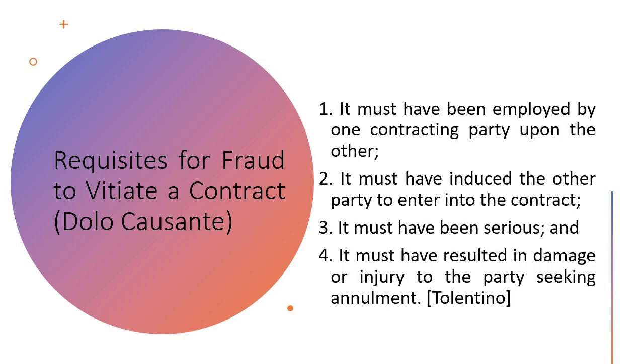Requisites for fraud to vitiate a contract. 1. It must have been employed by one contracting party upon the other. 2. It must have induced the other party to enter into the contract. 3. It must have been serious. And 4. It must have resulted in damage or injury to the party seeking annulment.